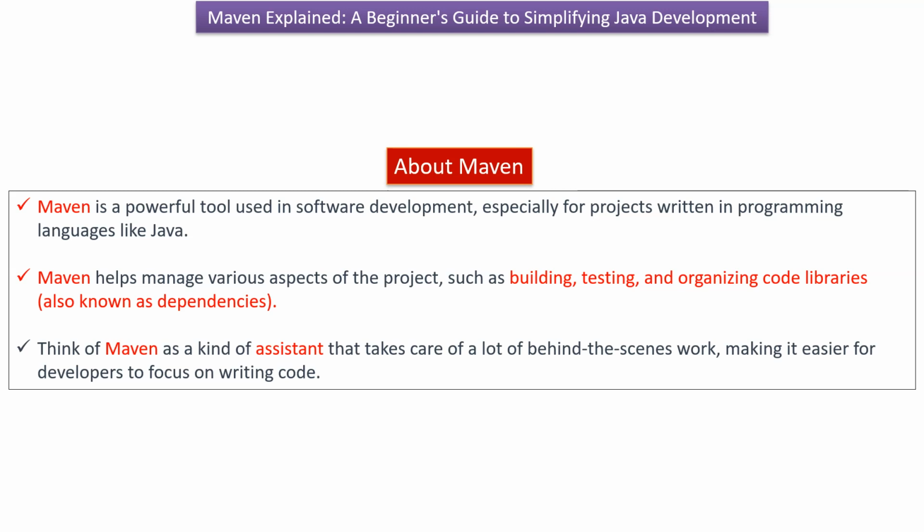In this video tutorial, I will explain what is Maven. Maven is a powerful tool which is used in software development, especially for projects written in programming languages like Java. Maven helps to manage various aspects of a project such as building, testing and organizing code libraries, which are also known as dependencies. We can think of Maven as a kind of assistant that takes care of a lot of behind the scenes work, making it easier for developers to focus on writing the code.